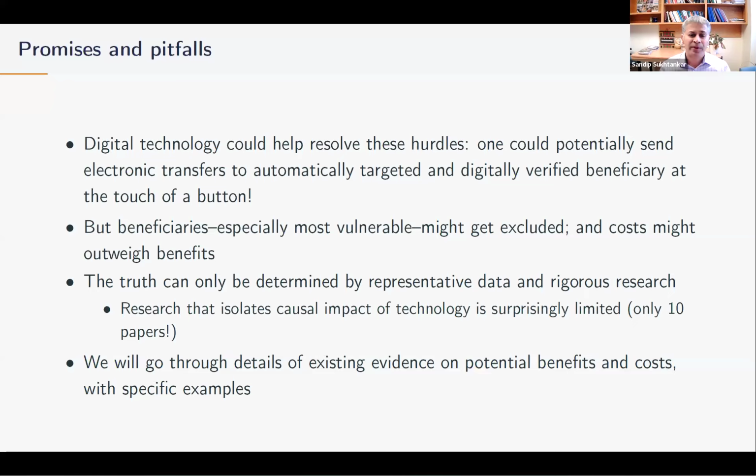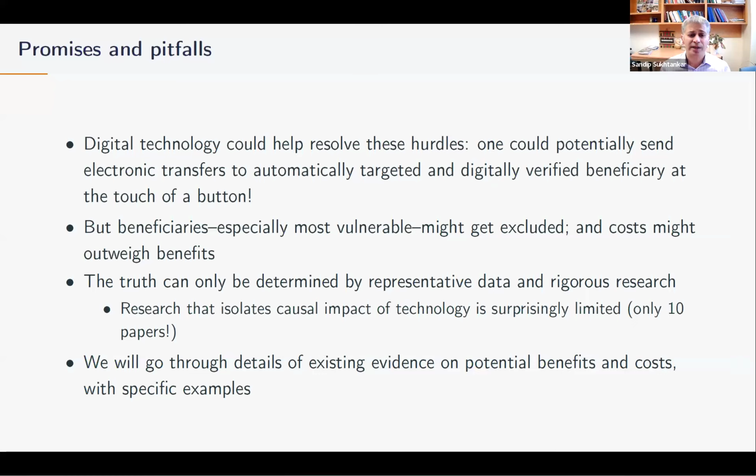You might end up with beneficiaries who could get excluded for various reasons. Maybe they don't have an account that can accept digital transfers. Maybe they don't have an ID that would get them targeted automatically. So those could be issues, and the problem is that the most vulnerable, the poorest, are more likely to be the people that get excluded, and so that's somewhat problematic, especially when social protection is very much trying to reach these people.